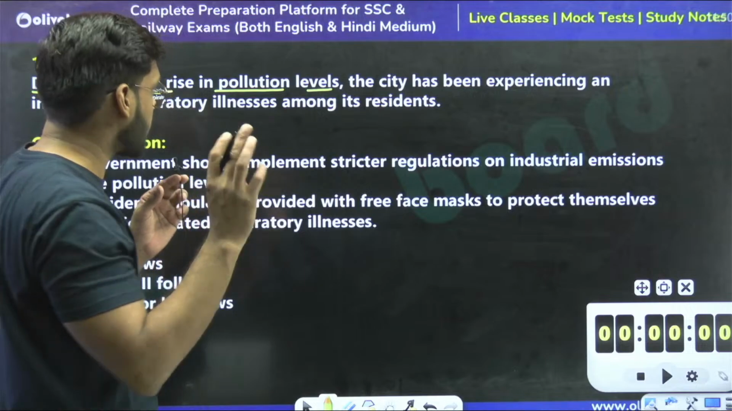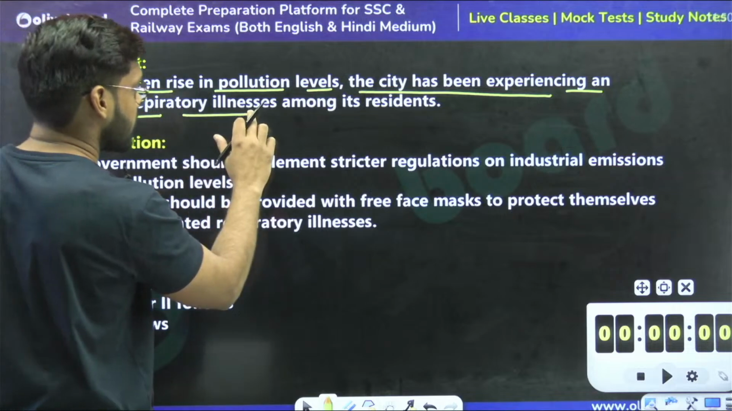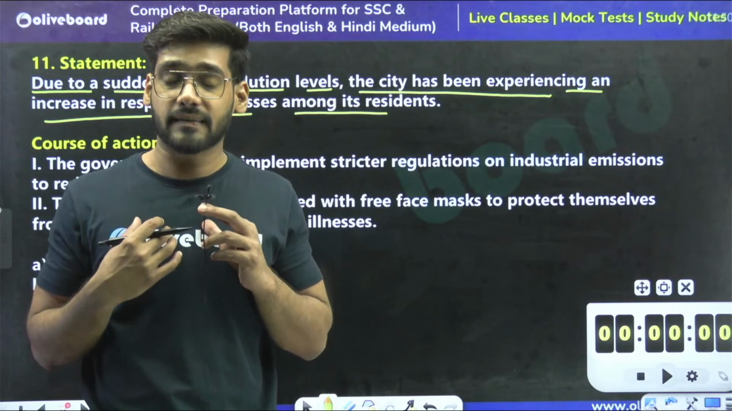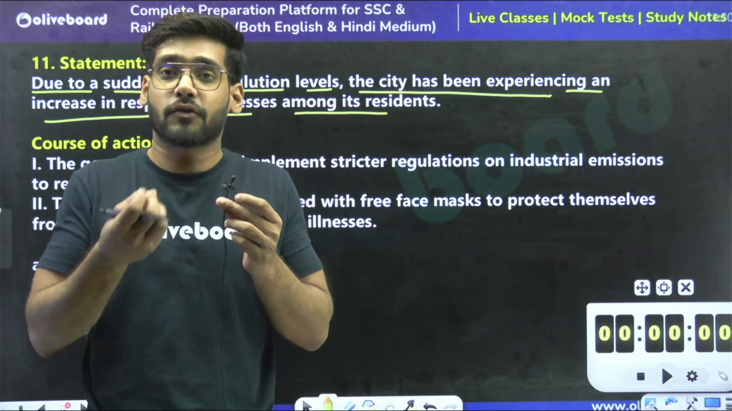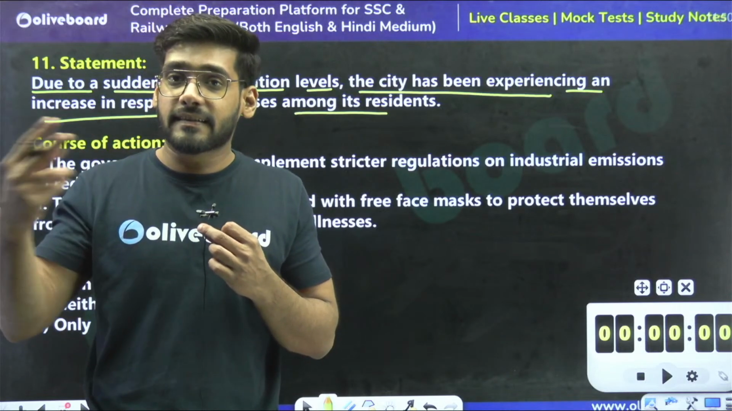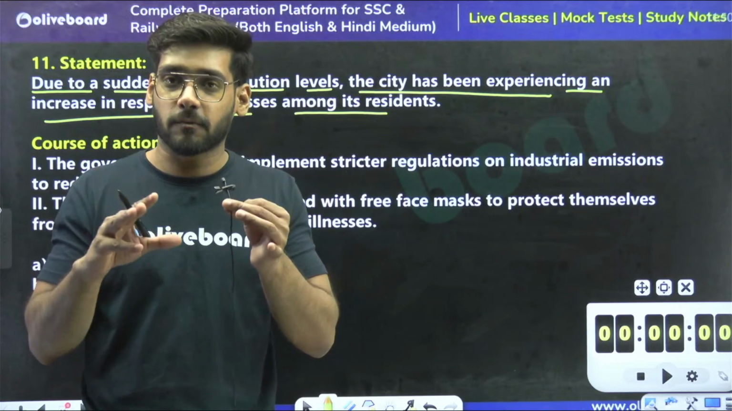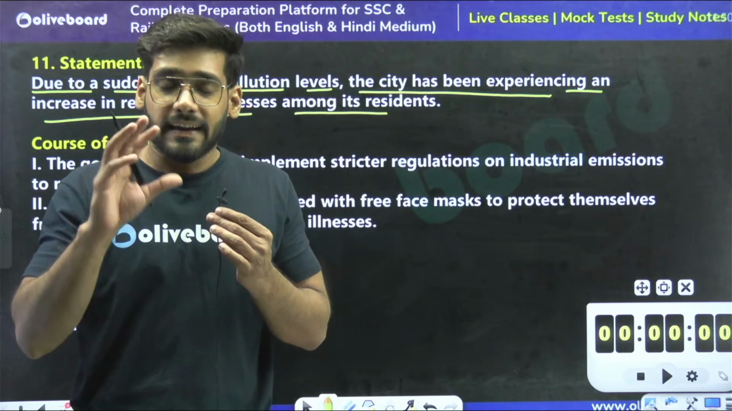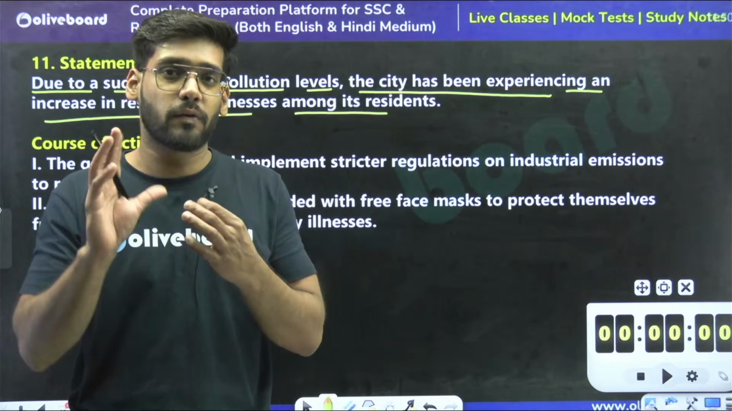Okay, if you are getting this thing, then the city has been experiencing an increase in respiratory illness among its residents. If the pollution level rises, it will be difficult for us to breathe in the polluted air. It will definitely affect your lungs and your respiratory system. It will have a harmful effect on your health. If someone is smoking in a closed room and you are sitting there, is he polluting the environment or not? He is polluting the environment. Will you be able to survive in that room? No, you will not be able to survive in that room.